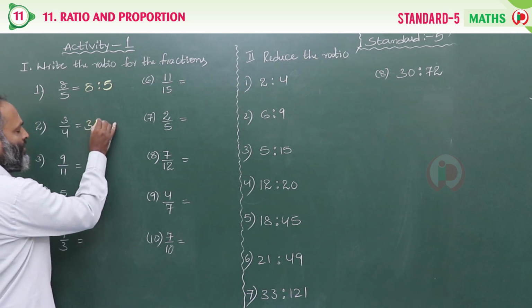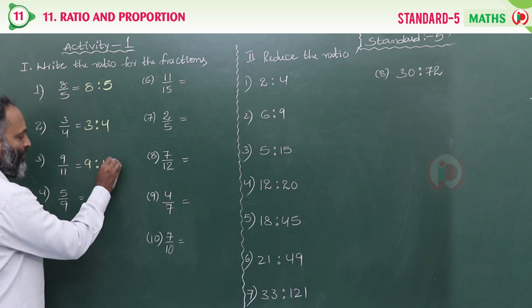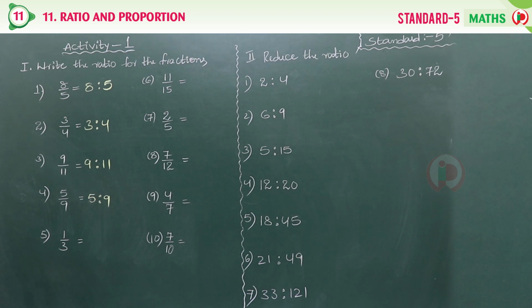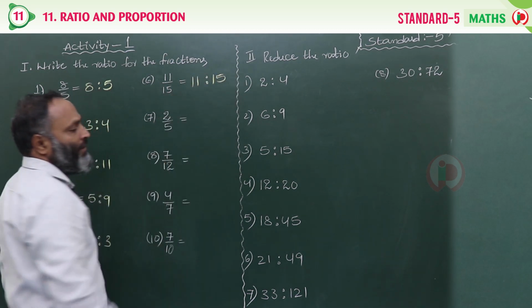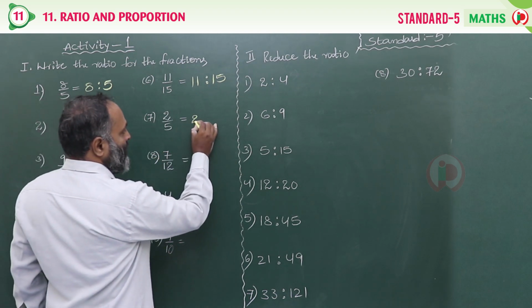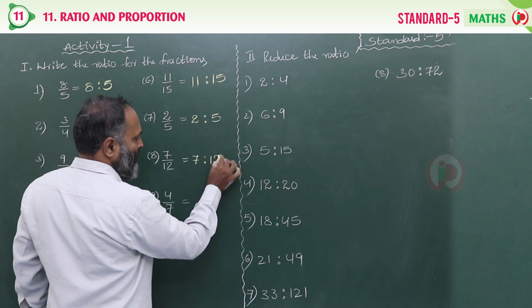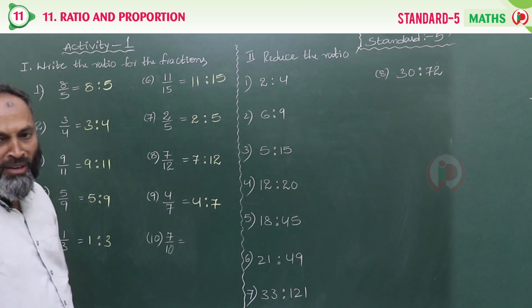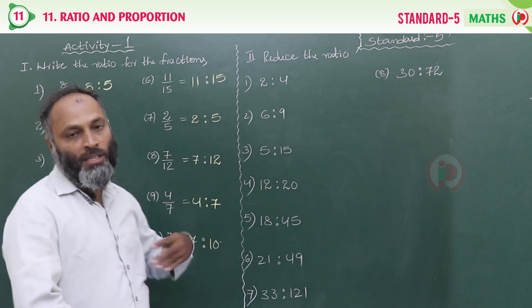Then 3 by 4 means 3 is to 4. 9 by 11 means 9 is to 11. 5 by 9 is 5 is to 9. 1 by 3 means 1 is to 3. 11 by 15 means 11 is to 15. 2 by 5 means 2 is to 5. 7 by 12 means 7 is to 12. 4 by 7 means 4 is to 7. 7 by 10 means 7 is to 10. So these are the conversions of fractions into ratios.